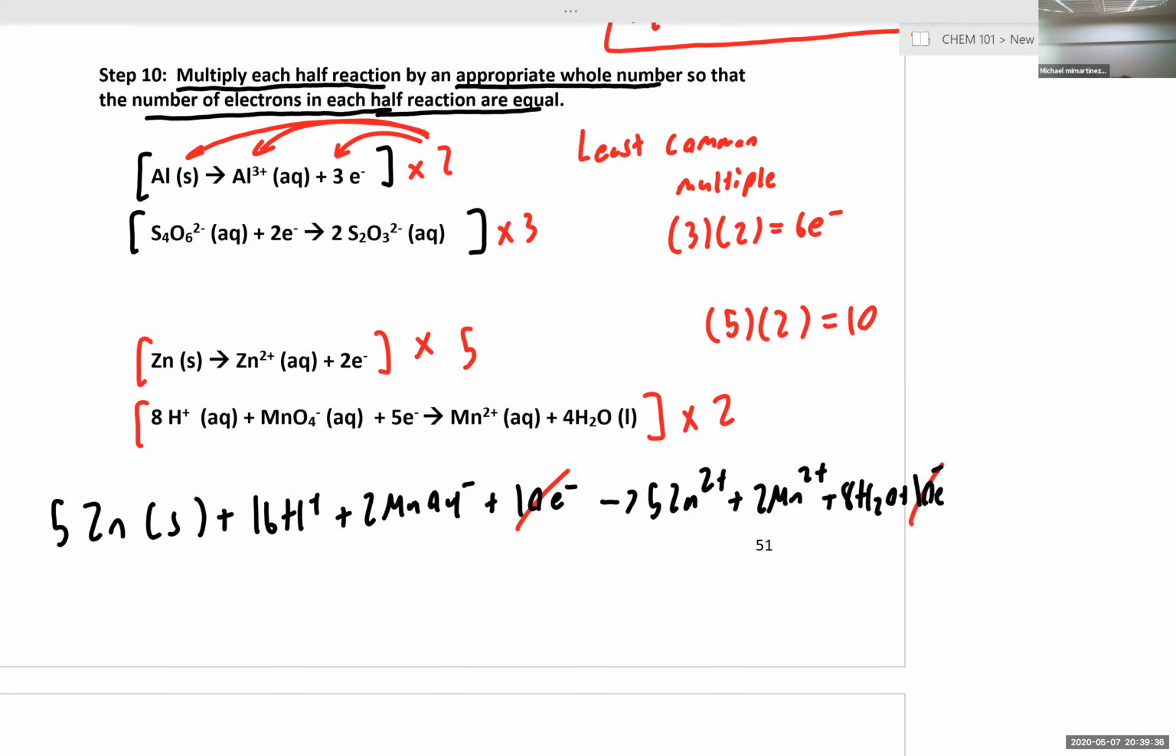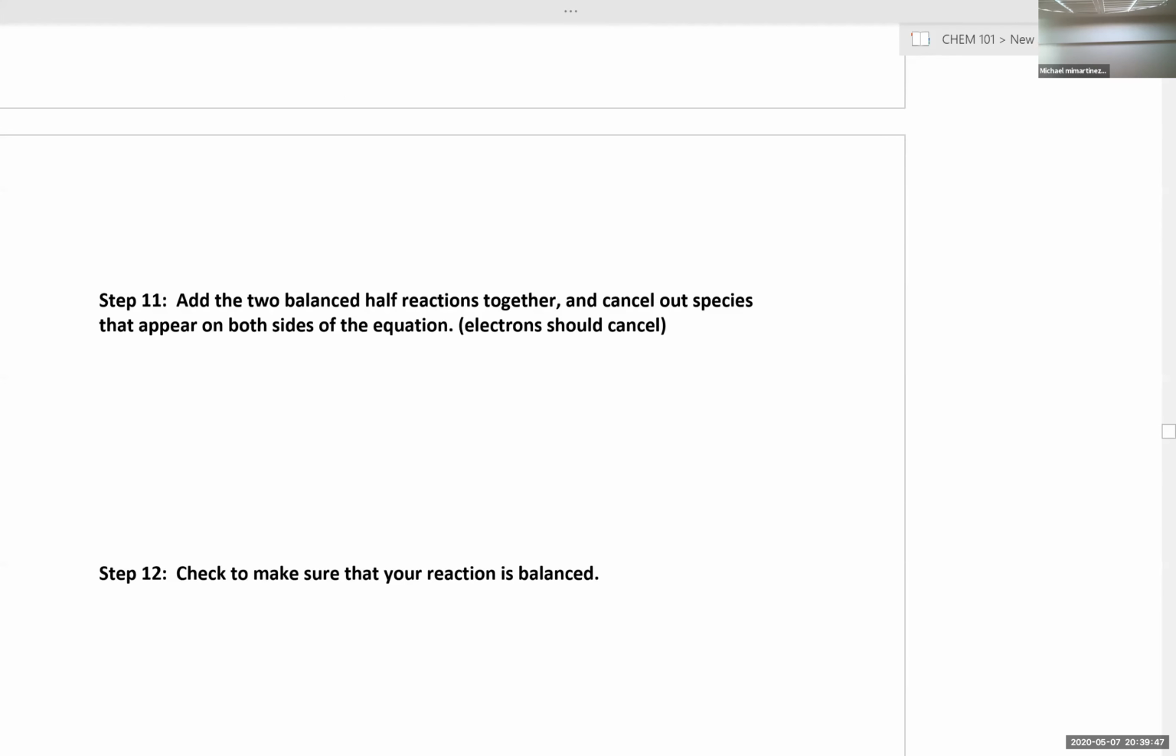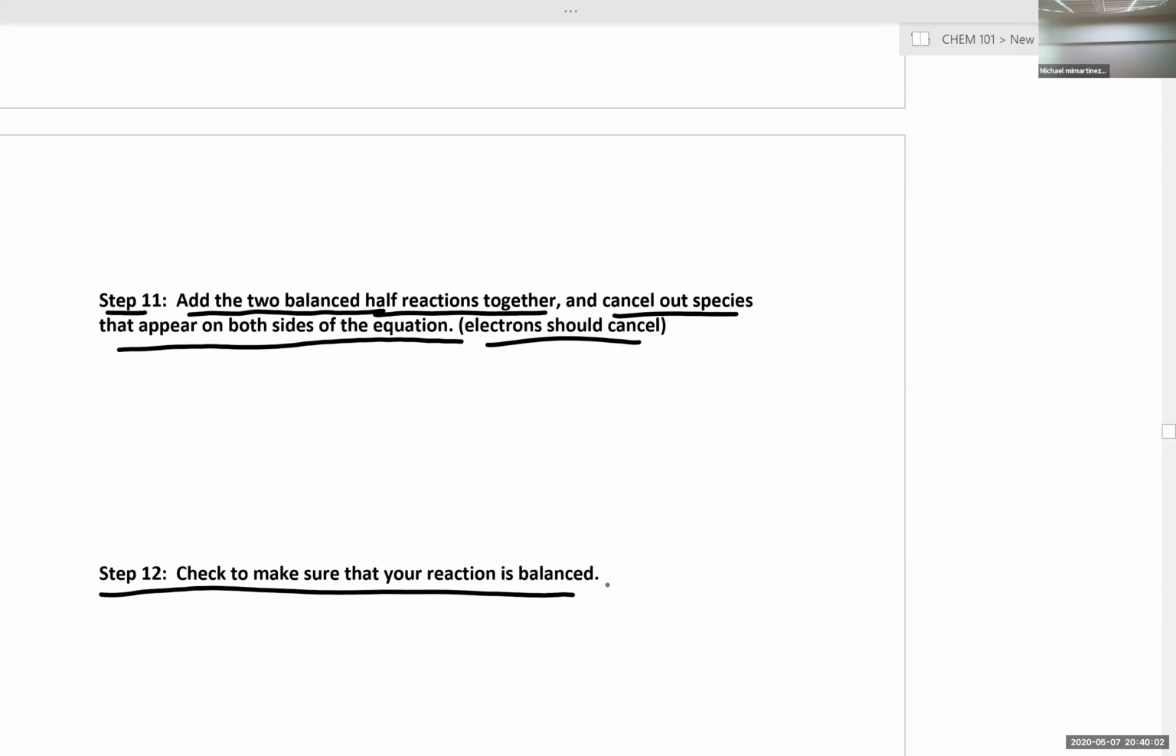Does this make sense to everyone? Are the mechanics making a little bit more sense? Okay, so let's take a look at an example. Just for step 11, just as a formality, you add your 2 balanced half reactions together and you cancel out species that appear on both sides. Your electrons should cancel, and then finally just make sure that your reaction is balanced.